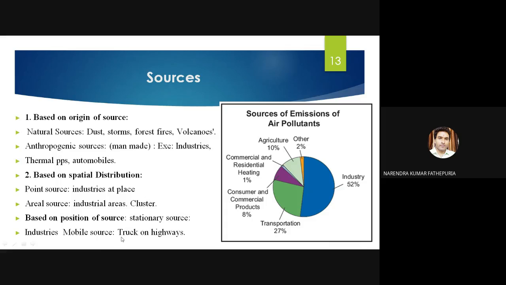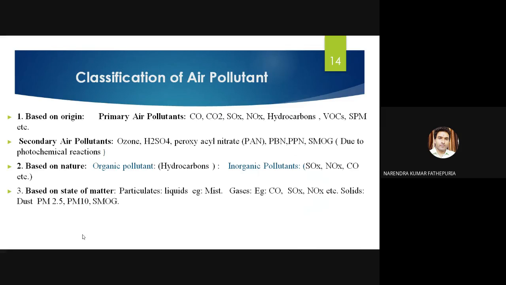Stationary sources are various industries fixed in a particular location, generating pollution day by day. Then there are movable sources, like trucks on highways, trains, automobile vehicles, and aircraft, right? These are the movable sources of pollution, which spread pollution into the atmosphere. Okay, so like this, we have various classifications.